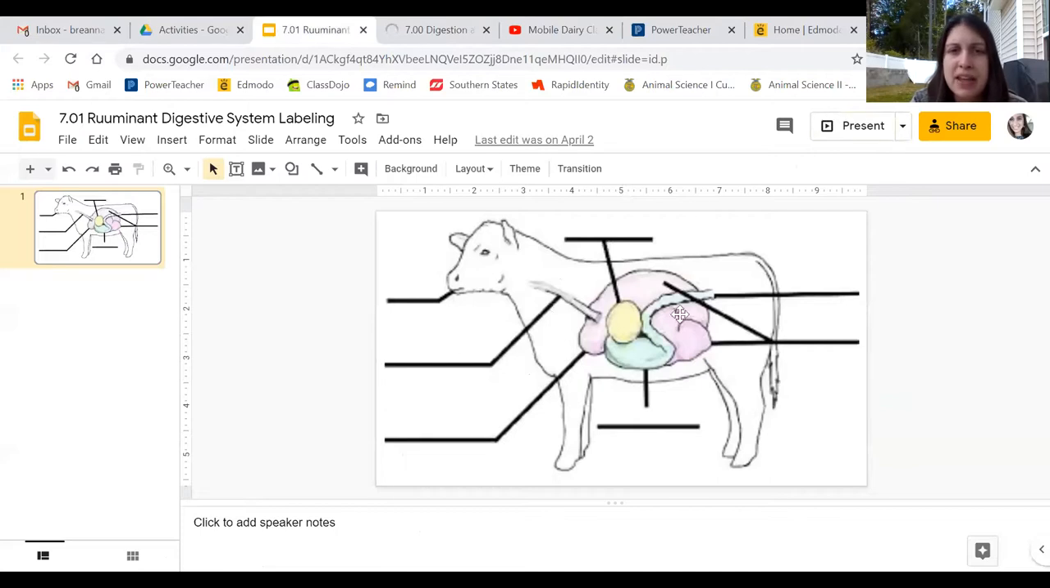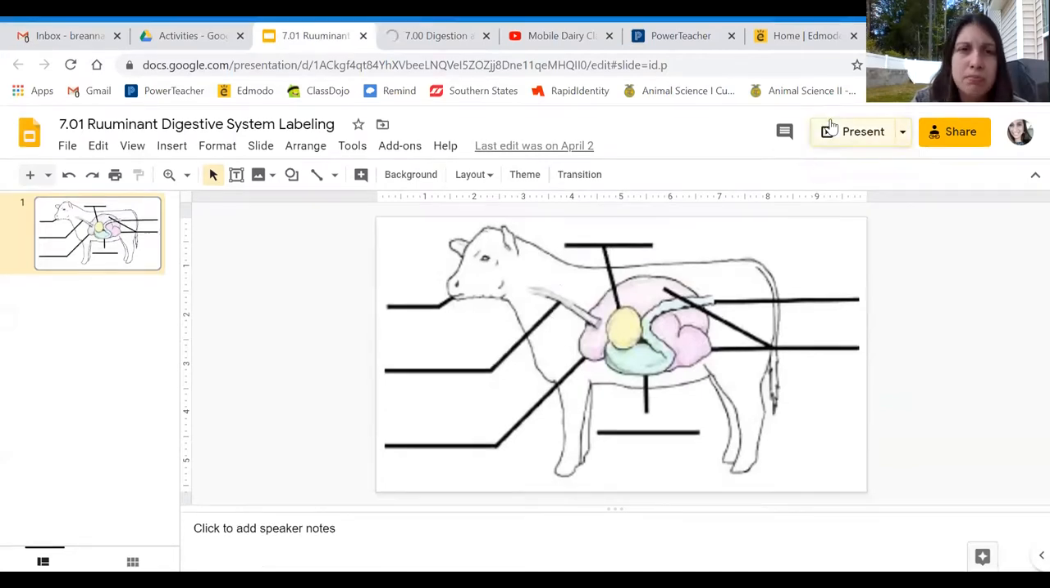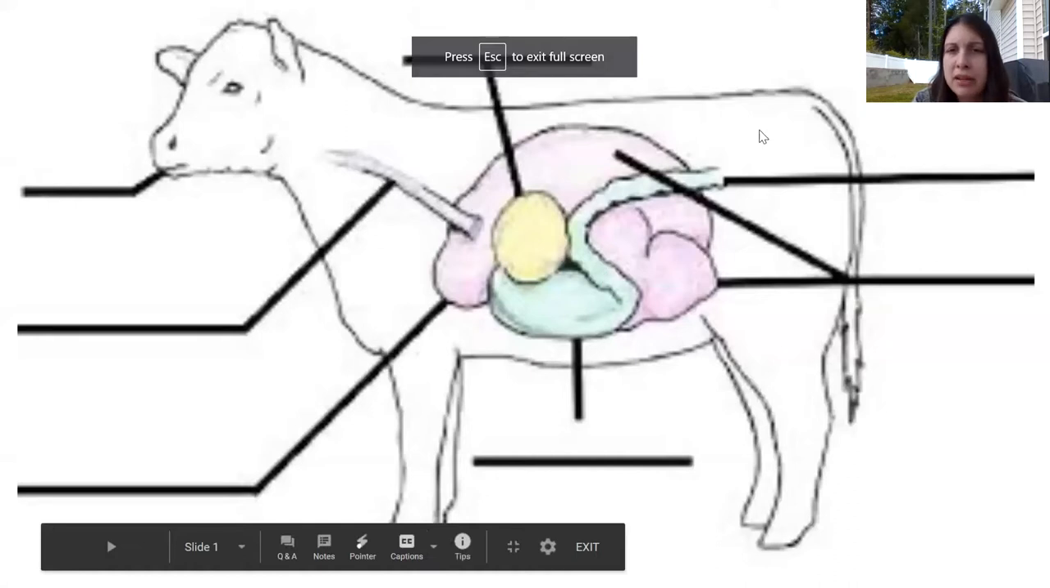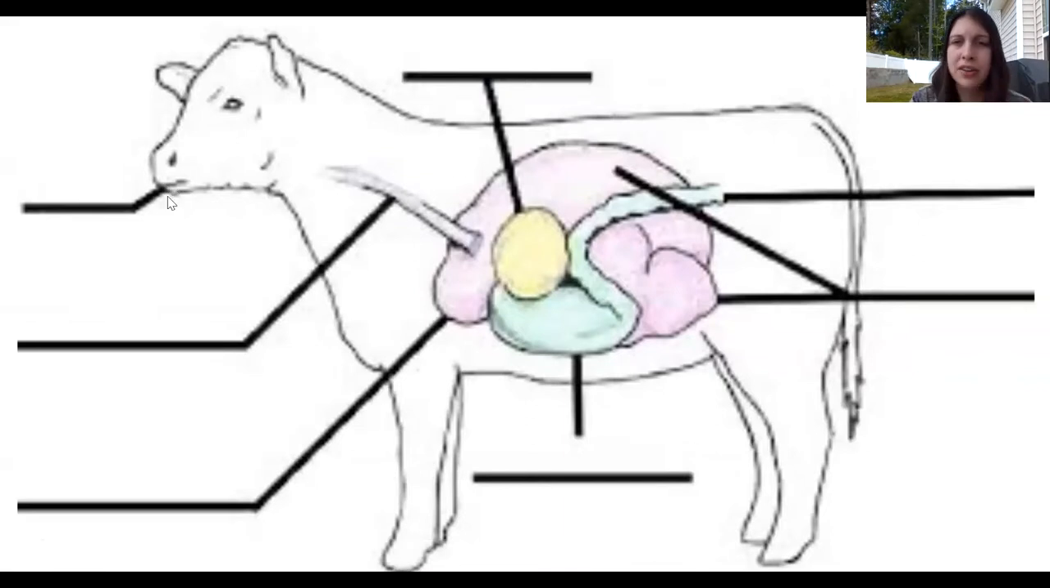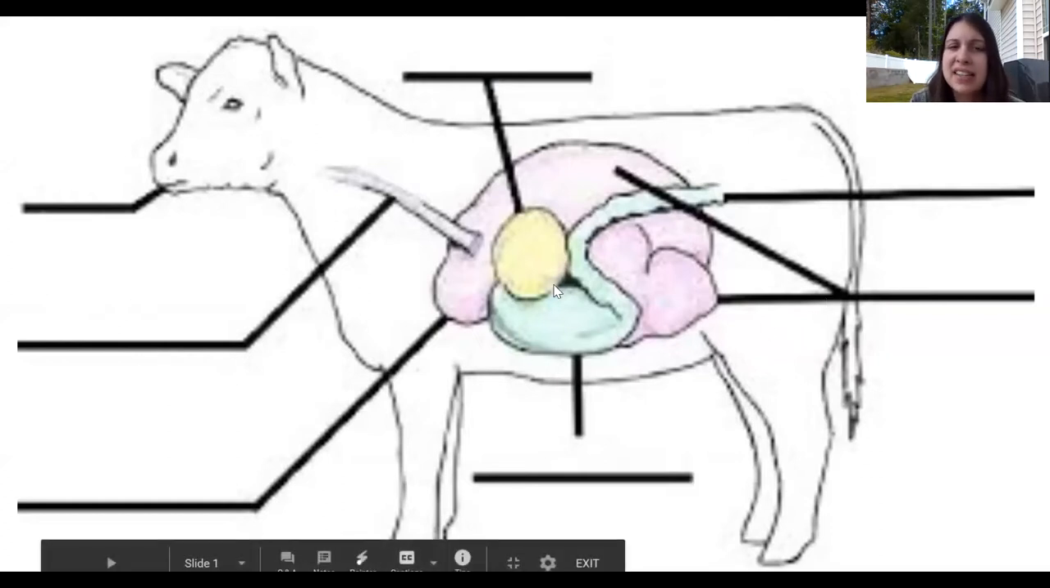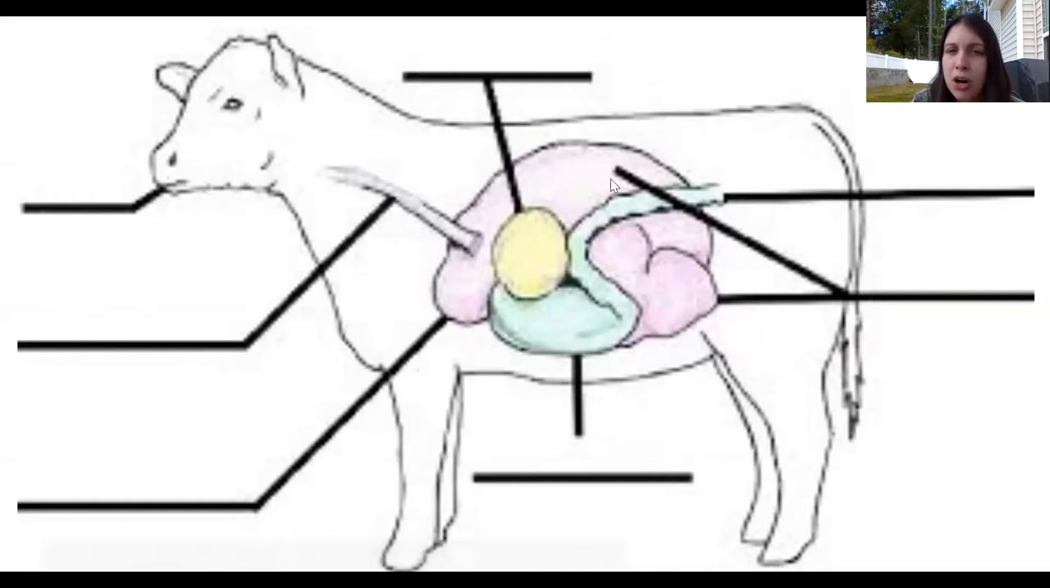Y'all's assignment is going to be, using this PowerPoint, you're going to type over it what each part is pointing to. So this arrow right here, or this line right here, is pointing to the animal's mouth. So this is the mouth. Then the second one, you're just going through the animal's digestive system and labeling it. Because this is a cow, you are going to have to label the different parts of their ruminant stomach. The reticulum, the rumen, the omasum, the abomasum.